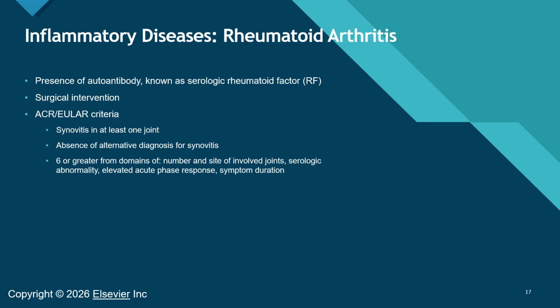The American College of Rheumatology and the European League Against Rheumatism created these criteria to identify patients earlier so intervention can begin sooner. The criteria involve having synovitis in at least one joint, having an absence of an alternative diagnosis that better explains the synovitis, a score of 6 or greater across domains of the number and site of involved joints, and a serologic abnormality, evaluated acute phase response, and symptom duration.